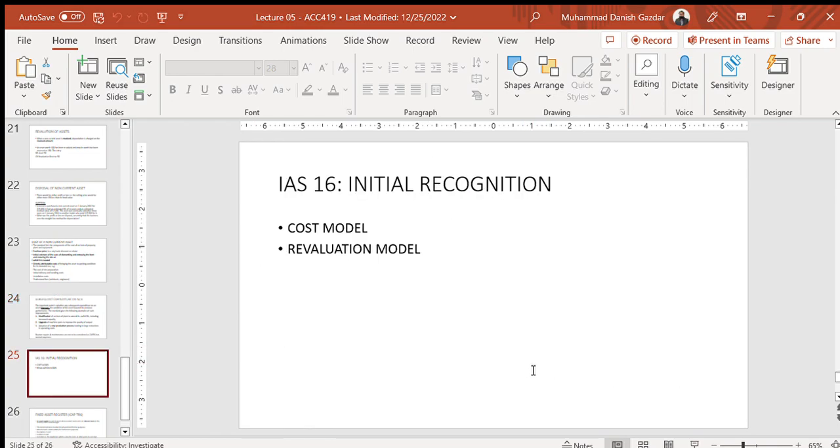So this is basically an overview of IAS 16, and IAS 16 gives you two models, the cost model and the revaluation model, and we have already talked about both of these.